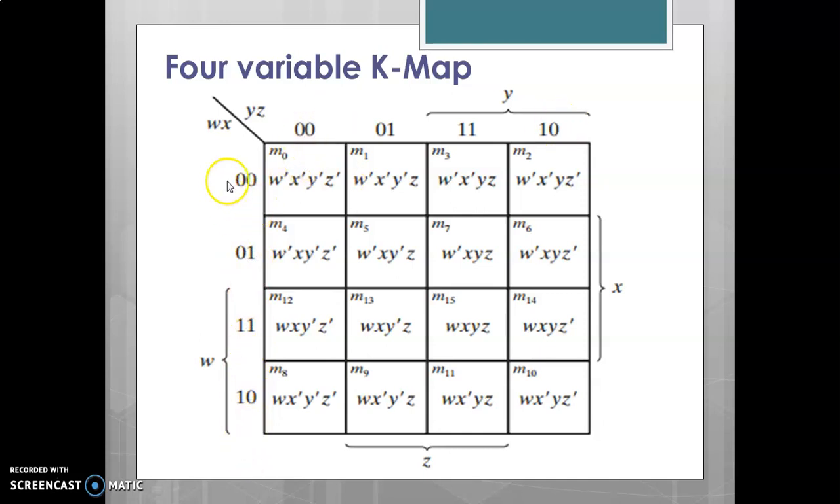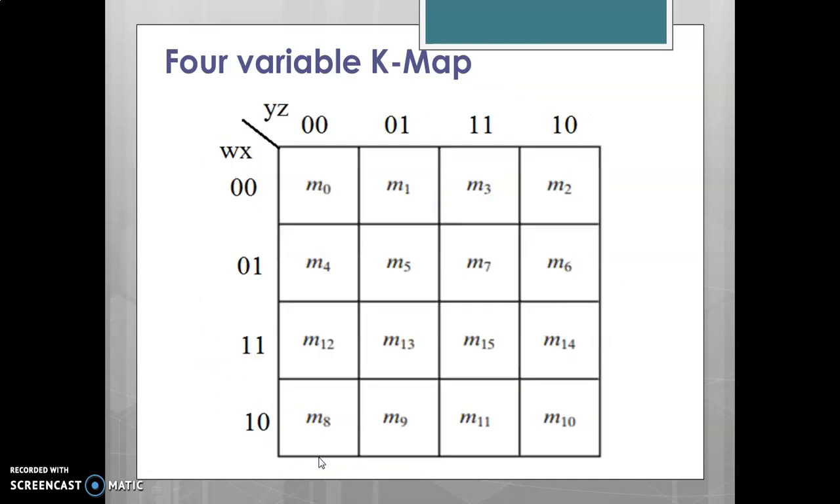The same way here. Since W is 0, X is 0, Y is 0, Z is 0, the first cell corresponds to W bar, X bar, Y bar, Z bar. The same way, since W takes a value of 1, X takes a value of 0 here, Y takes a value of 1 here, and Z takes a value of 0, this cell corresponds to W, X bar, Y, Z bar. In this cell, W is 1, X is 0, Y is 0, Z is 0. So this cell corresponds to W, X bar, Y bar, Z bar. So the 4 variable K-map is written accordingly.